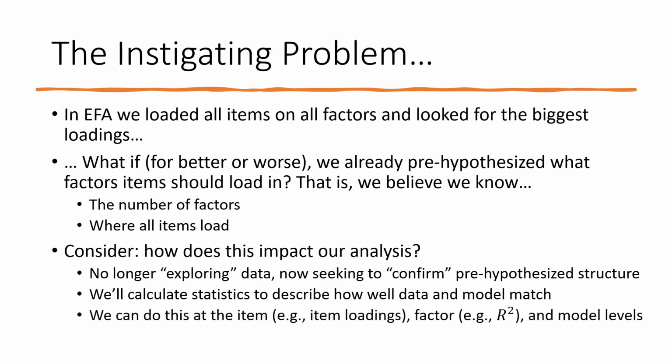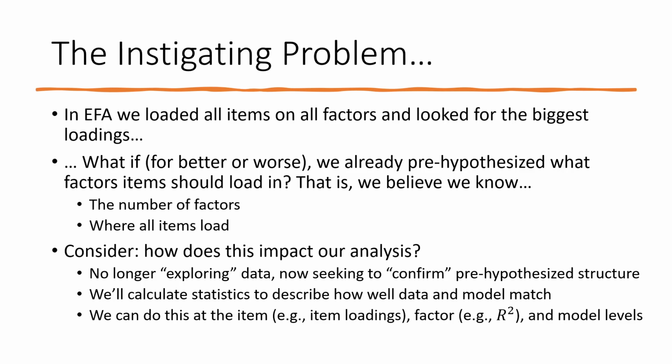Now, we can do this at a bunch of different levels. We can do this at the item level, that is, are items loading where we think they should be? We can do this at factor level, and this is maybe less in confirmatory factor analysis and more in structural equation modeling when we get there. And we can do this at the model level. That is, overall, does the model seem to be matching with what the data are saying? Do the data align well with the model?